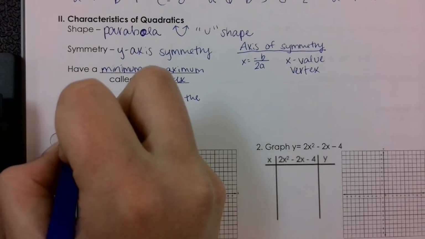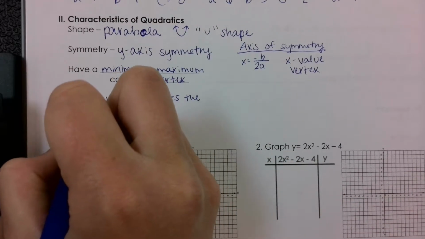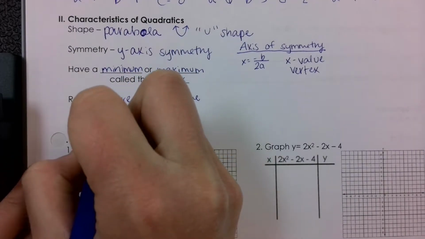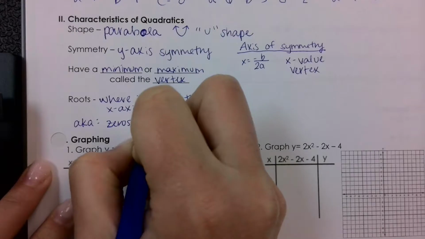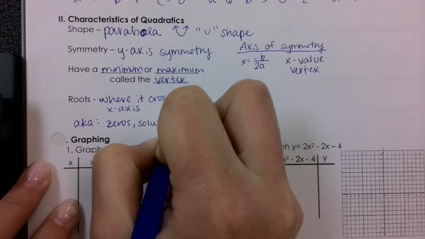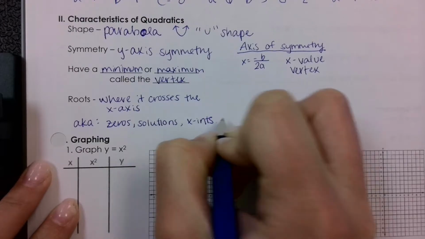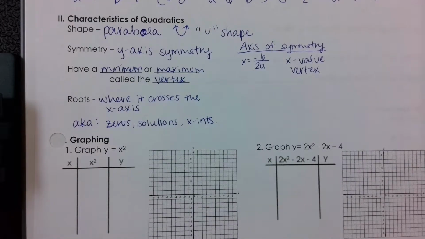So we also call those, I'm going to put AKA, zeros, solutions, or x-intercepts. So zeros, roots, solutions, and x-intercepts are all the same thing, and that's just where you cross the x-axis.